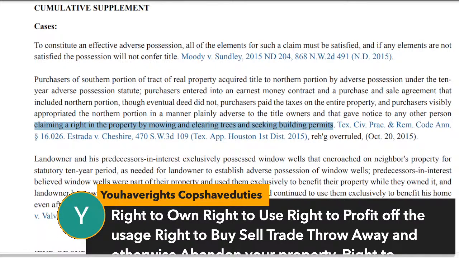So you said here, right to own and use, right to profit, right to sell, buy, trade, throw it away. Yeah, dispose of your property. Right to regulate, enforce, defend your property. Yeah.